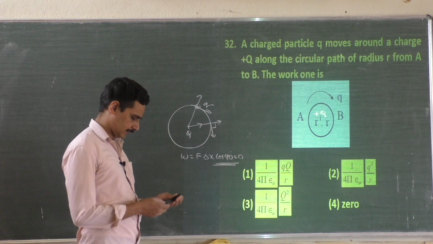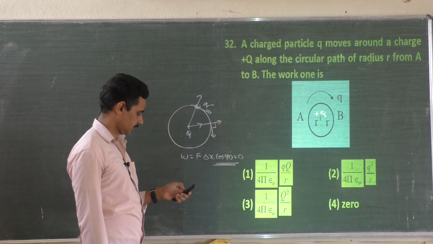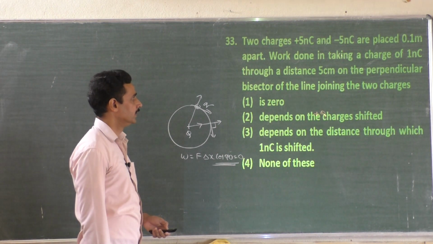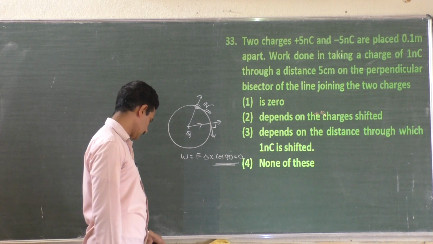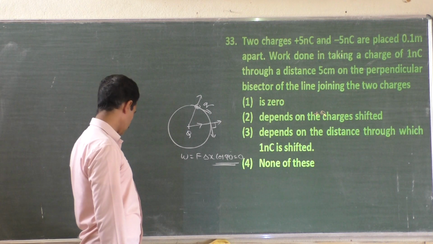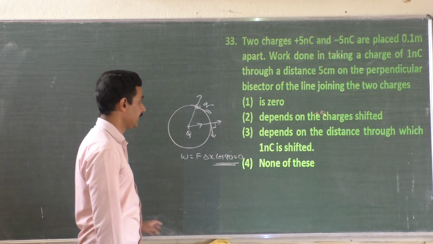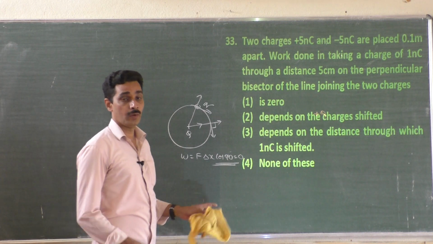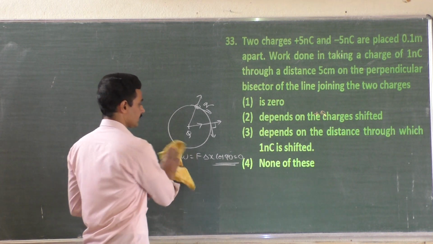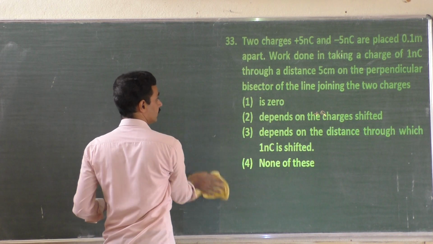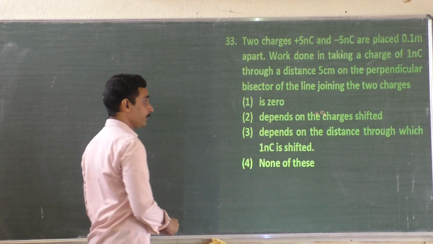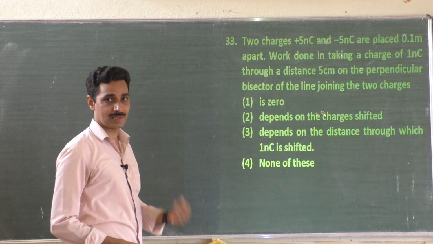Okay. Next, 33rd one. Two charges plus 5 nanocoulomb and minus 5 nanocoulomb are placed 0.1 meter apart. Work done in taking a charge of 1 nanocoulomb through a distance of 5 centimeter on the perpendicular bisector of the line joining the charges.